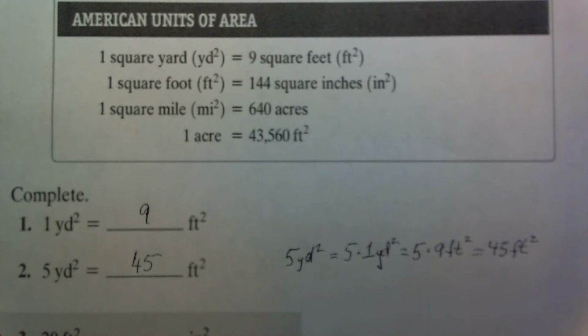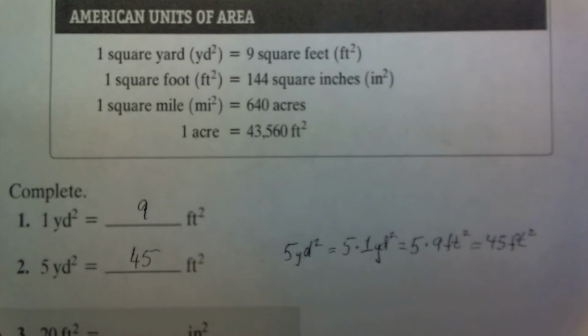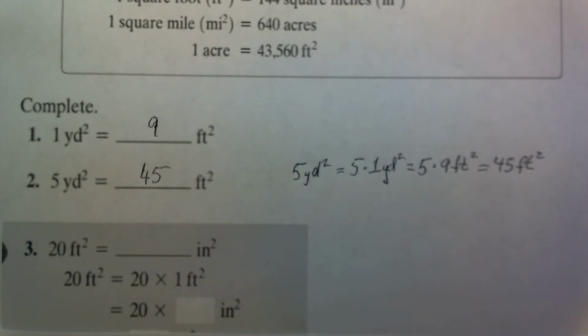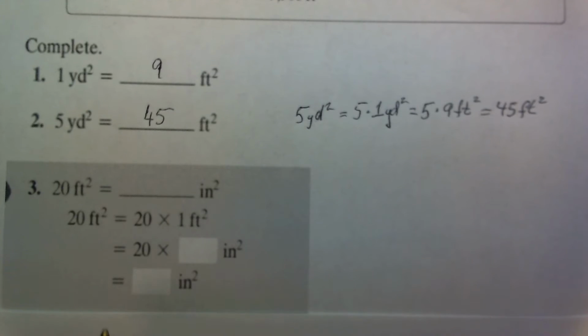And then there's a guided solution where we're converting 20 square feet into square inches. So 20 square feet is 20 times 1 square foot, and 1 square foot has 144 square inches. And 20 times 144 square inches is equal to 2,880 square inches.